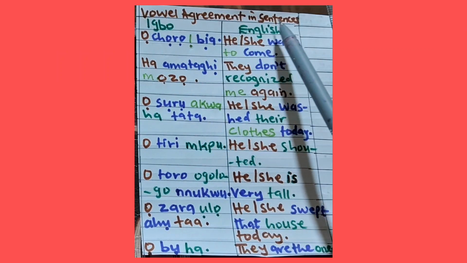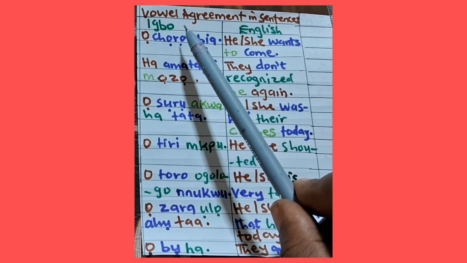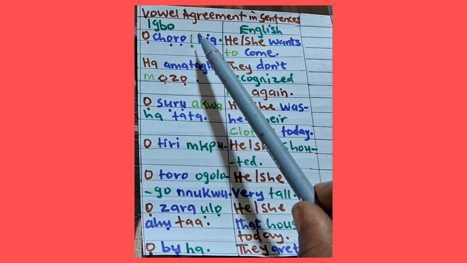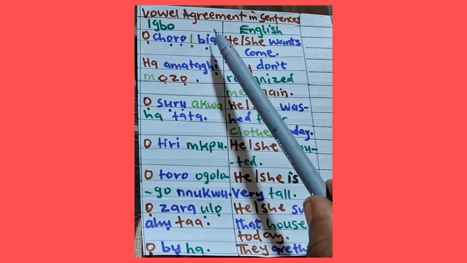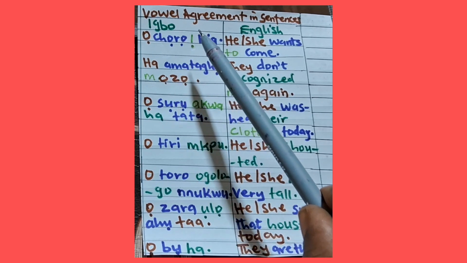Vowel agreement in sentences. In Igbo, we mean using the light vowel throughout in a sentence, or using the heavy vowel in a sentence throughout, without mixing both of them. Let's see them now in sentences.